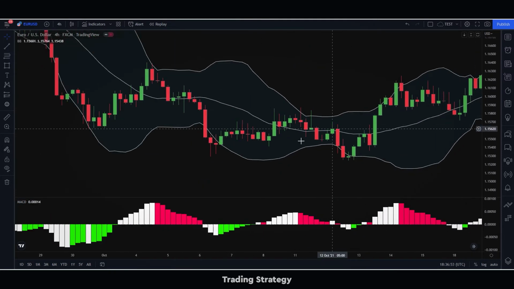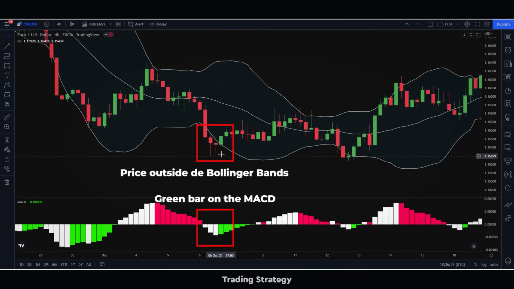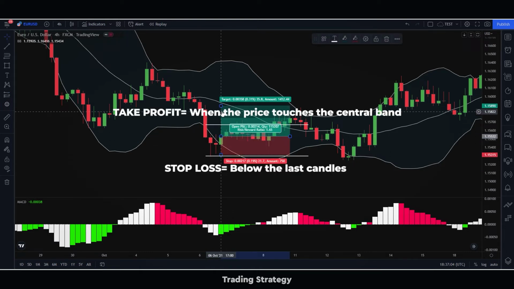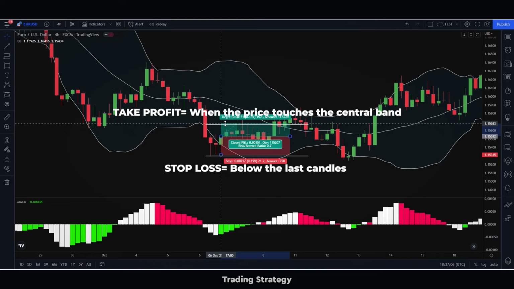To carry out a buy operation, we will simply have to wait for the price to be outside the Bollinger Bands and a green bar appears on the MACD. If this is true, we will carry out the buy operation. We will put our stop loss below these last candles, and our take profit when the price touches the central band.